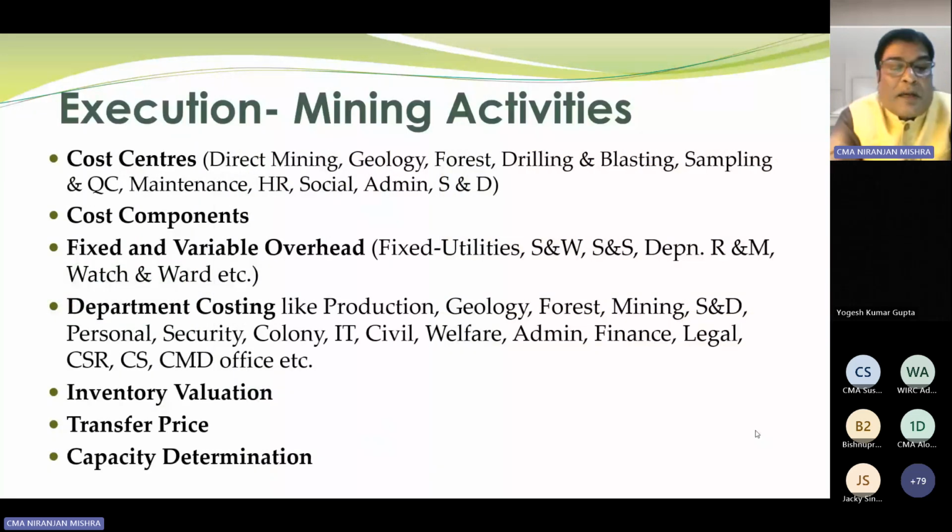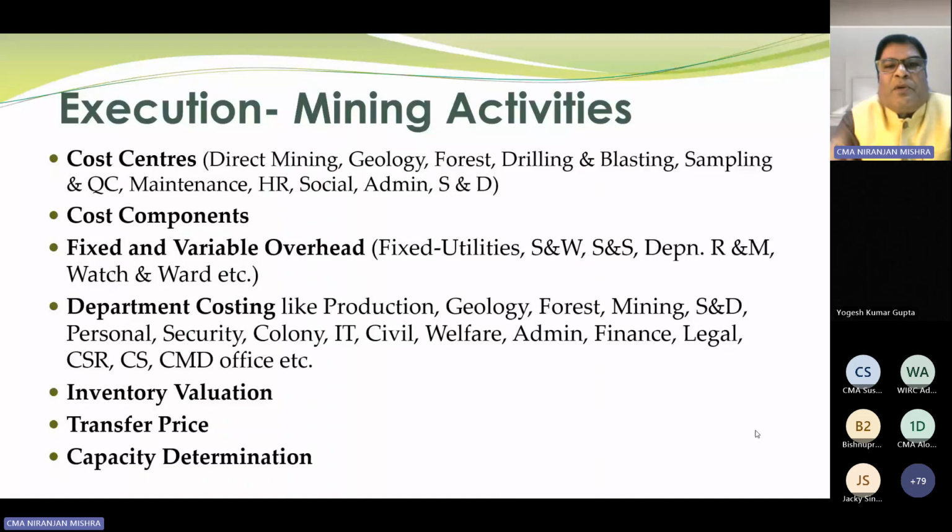Then come to our core area, cost records and cost audits. Before starting the audit or before going to cost record, we have to see, in any mining company, these are the main cost centers. Mining, that is called the operational cost center. Then geology, which looks after the exploration, drilling, blasting, and then afforestation, then environmental protection. All these peripheral developments will be looked after by the geology. Then forest department, then drilling and blasting, sampling and quality control, maintenance, HR, human resources, social, admin, and selling and distribution. So these are the basic cost centers we have designed in the mining industry.